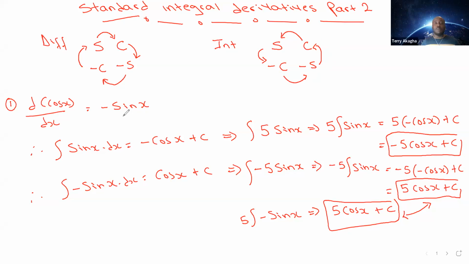So now, if you differentiate cosine, it's going to give you minus sine x. So when you integrate sine x, it's going to give you minus cosine. So in this case, you bring out the constant, and integrating sine x is going to give you 5 minus cos x. Does that make sense? The same thing, integrating minus sine x is going to give you cos x. And that's how we got the answer.